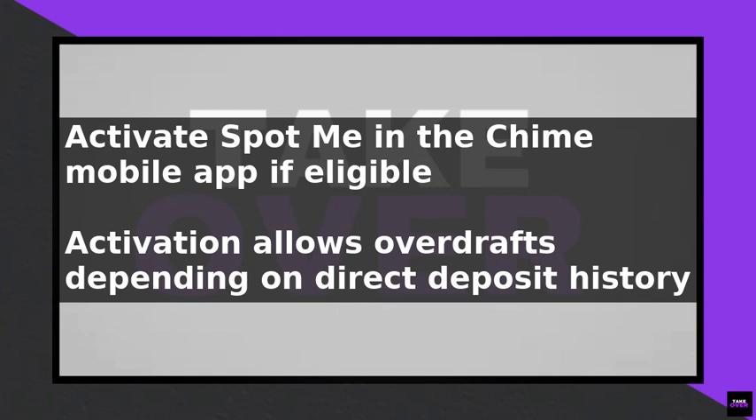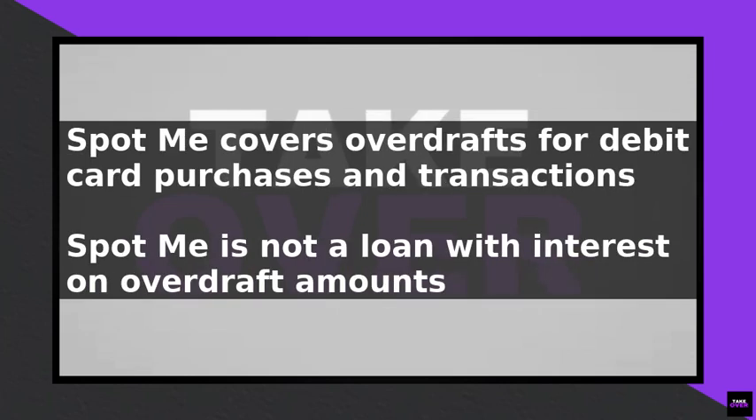To use SpotMe, simply make a purchase or transaction that exceeds your available balance. If you have an available SpotMe limit, Chime will automatically cover the overdraft amount. You can use SpotMe for debit card purchases, ATM withdrawals, and online transactions.